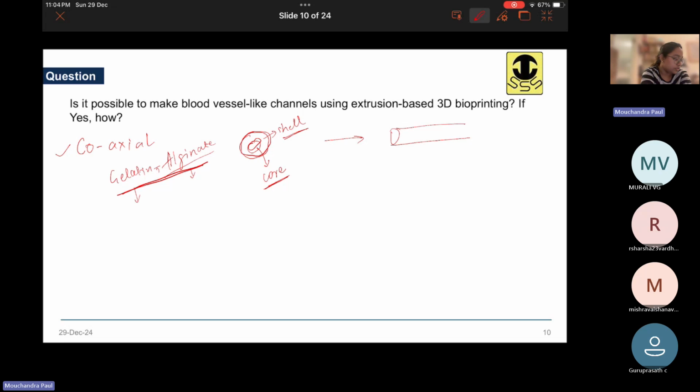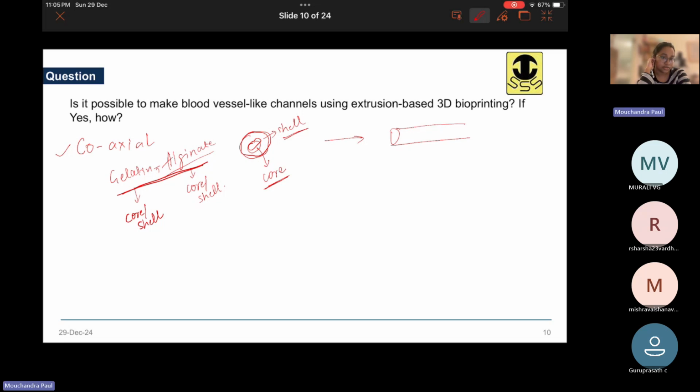Will gelatin be flowed in core or shell? Similarly, will alginate be flown in core or shell? You know the properties of gelatin and alginate both. Gelatin is solid at low temperature, less than 37 degrees Celsius. But if you increase the temperature to 37 degrees Celsius, it will start becoming liquid and flow out. Whereas alginate cross-links in the presence of calcium chloride ions.